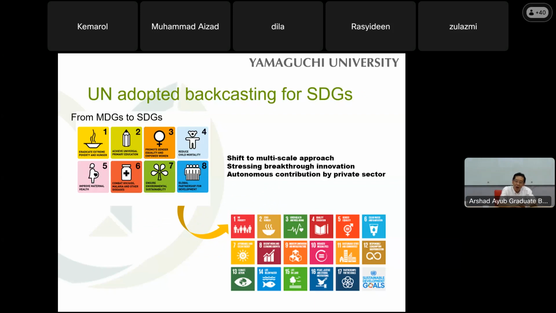Why does everyone talk so much about SDGs? Because, as you look at them, the UN in 2000 already set a similar type of goal. It's called the MDG, the Millennium Development Goal. And the listed objectives are not so different. But unfortunately, it didn't work well.